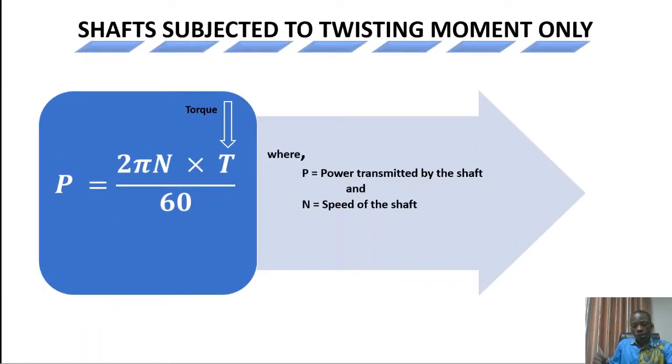Then, as we are aware that a shaft is used to transmit power from one point to the other, there should be a relation between the torque and the power, and they are related by this equation. We have P equal to 2 pi N times T divided by 60, where T is the torque and N is the rotational speed of the shaft. That's the relation between the power and the torque.